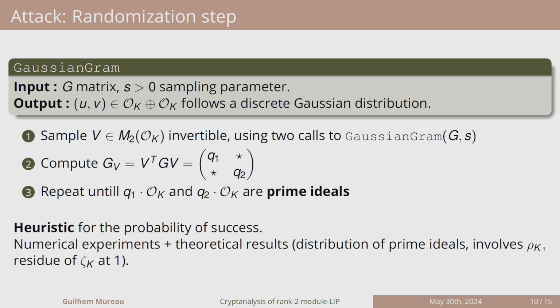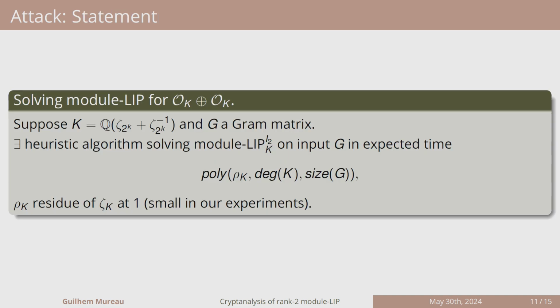So we need a heuristic for the probability of success. We made an assumption in the paper. This is based on numerical experiments, but also theoretical results. It involves the distribution of prime ideals, and in particular a quantity called ρk, which is the residue of some function of the field. So the final statement for the module OK plus OK in the maximal totally real subfield of some power of 2 cyclotomic field is the following.